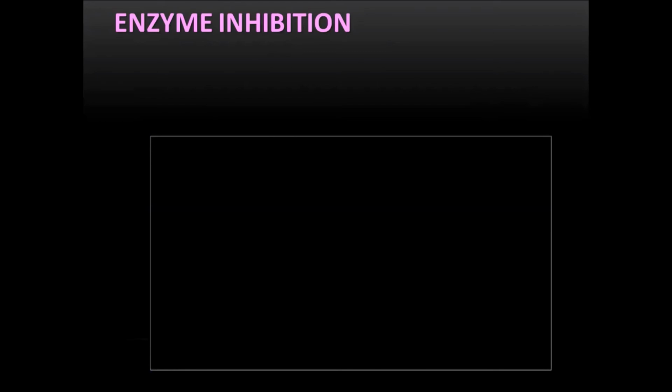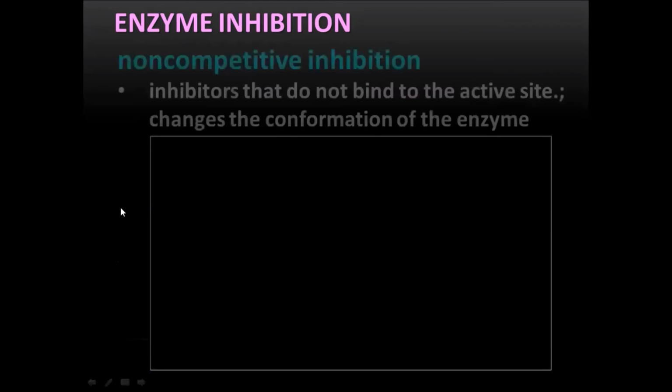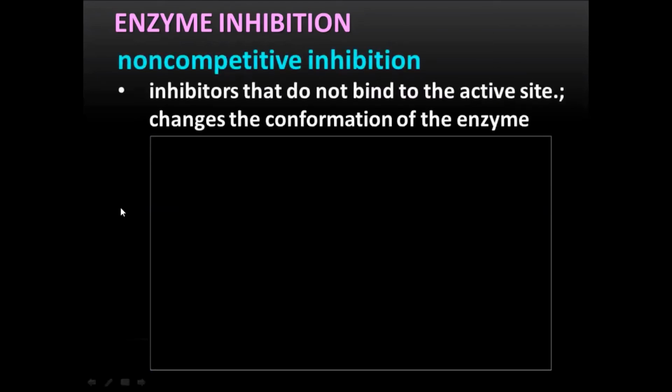In non-competitive inhibition, it involves inhibitors that do not bind to the active site. Instead, these inhibitors bind to a site different from the active site, known as the allosteric site. The binding of a non-competitive inhibitor to an enzyme changes the conformation of the enzyme so that the active site is no longer able to bind to the substrate.